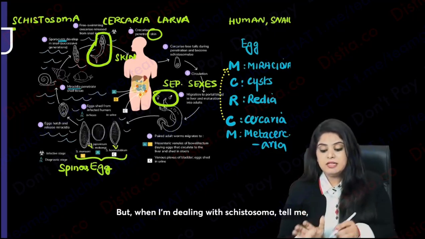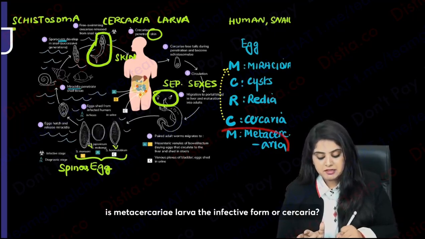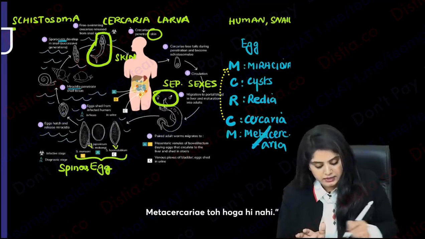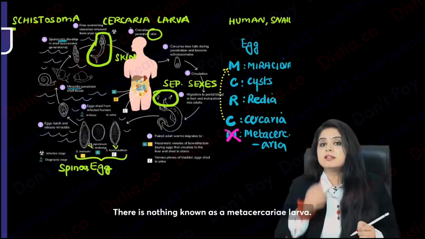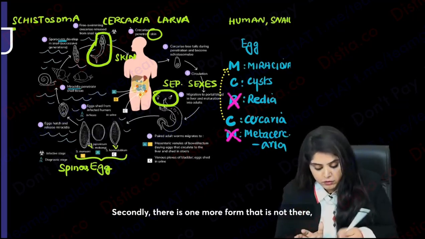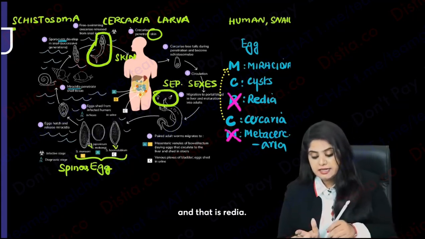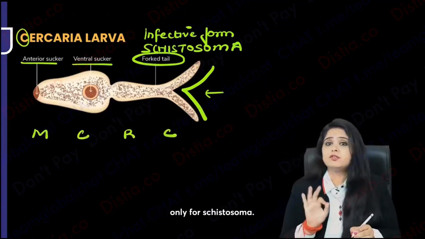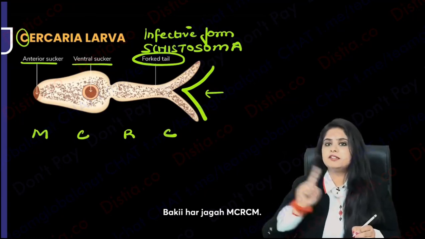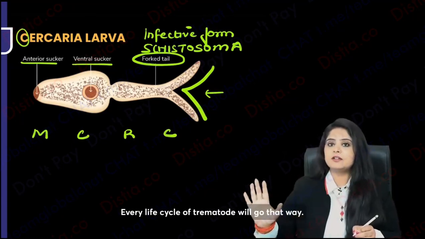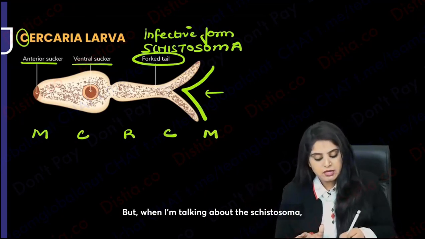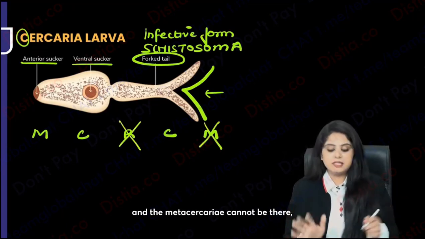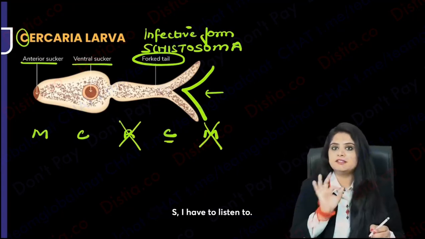But when I'm dealing with schistosoma, tell me, is Metacercaria larva the infective form or Cercaria? So you will say, ma'am, it is Cercaria, so Metacercaria cannot be there. There is nothing known as a Metacercaria larva. Secondly, there is one more form that is not there, and that is radia. Everyone please note that in the MCRC, only for schistosoma, everywhere else it is MCRCM. Every life cycle of trematode will go that way. But when I'm talking about schistosoma, the radia is not there, and the Metacercaria cannot be there because Cercaria has to be the infective form.